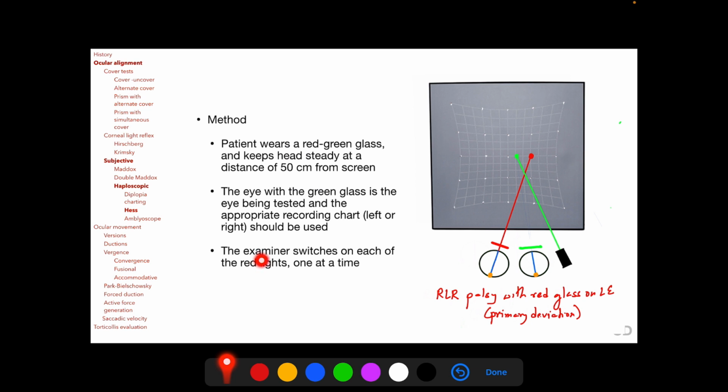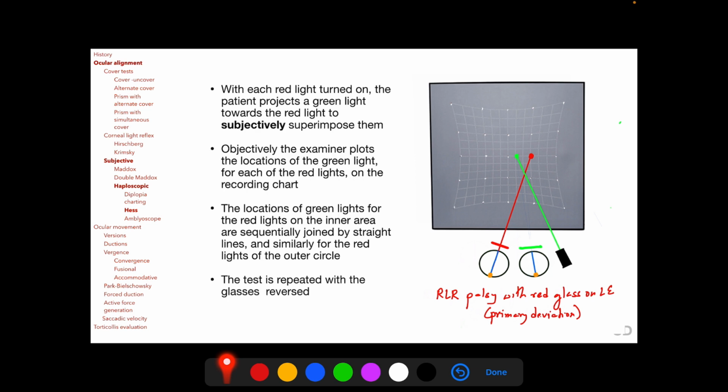Then the examiner switches on each of the red lights one at a time. So when this red light is turned on, it is seen only by the eye having the red glass and is not seen by the eye having the green glass. And the patient has a handheld green light projector which projects a green light. This green light is seen by the eye with the green glass but is not seen by the eye with the red glass. So with each red light turned on, the patient projects a green light towards the red light to subjectively superimpose them. So the patient perceives that the two lights are superimposed.